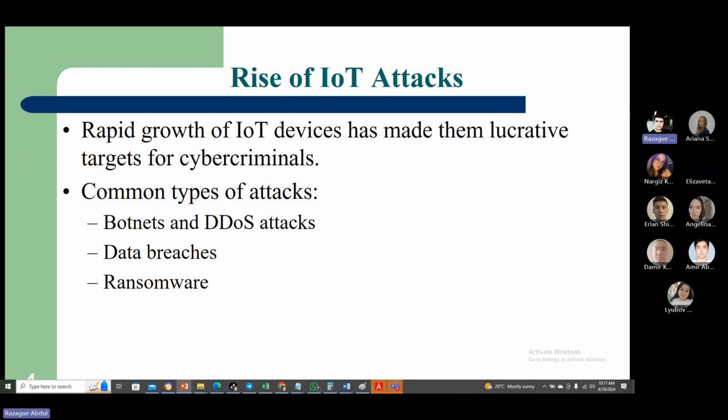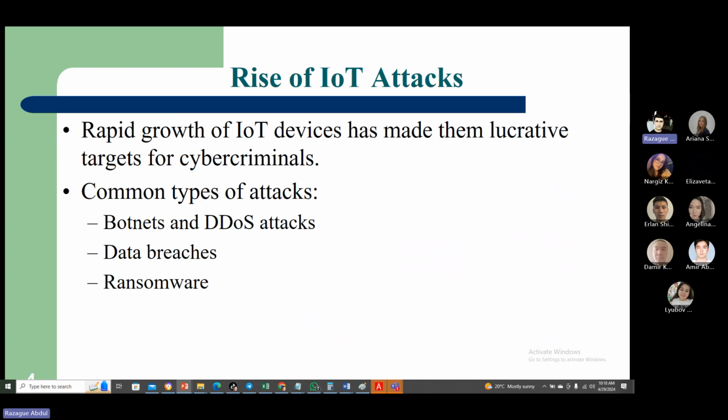And the third one is ransomware. Ransomware is a type of malware that encrypts the files or systems of victims and demands a ransom, meaning money, usually in cryptocurrency, in exchange for decrypting data and restoring access. Ransomware attacks have traditionally targeted computers and servers. They are increasingly targeting IoT devices.